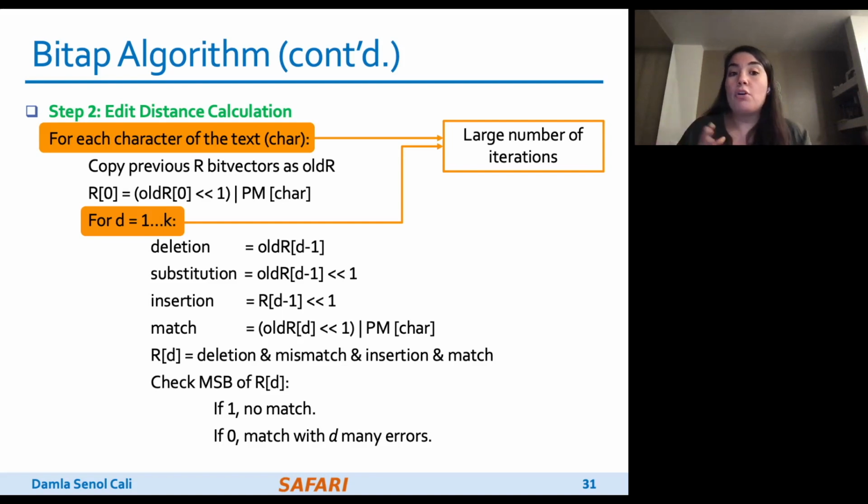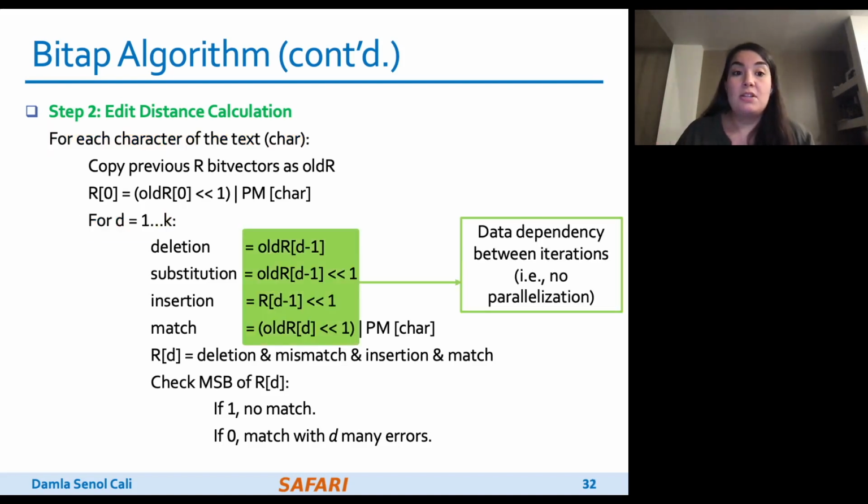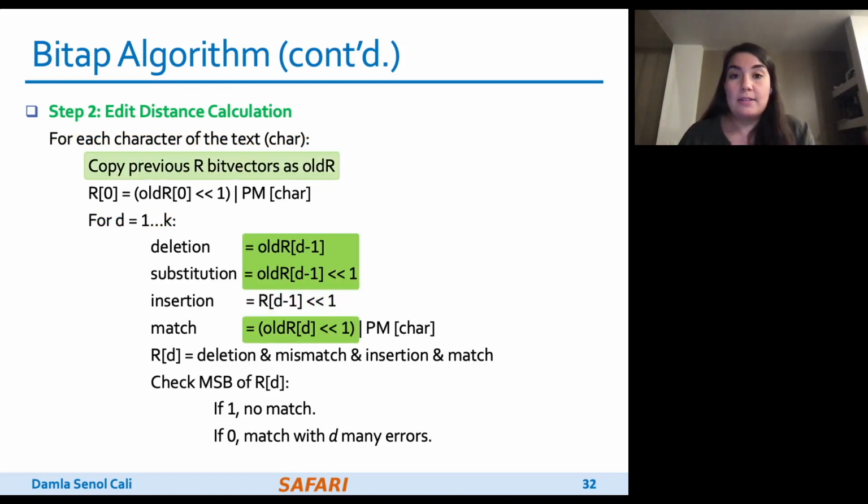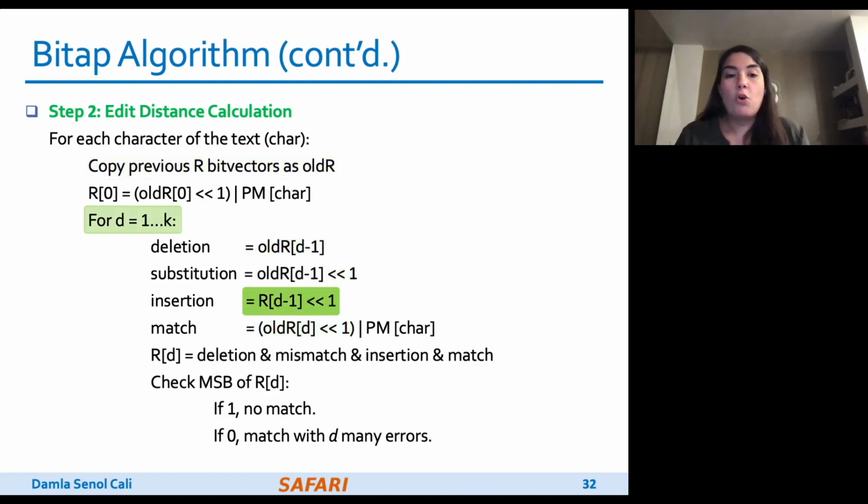So when we have long error-prone reads, both of these loops need to iterate over very large numbers. And on top of this, there's 2-level data dependency in BiTAP. So there's an outer loop data dependency when computing the deletion, substitution, and match bit vectors, as they require old R bit vectors coming from the previous text iteration. And also, there's an inner loop data dependency when computing the insertion bit vector, as it requires R(d-1), and this R is coming from the previous inner loop iteration.